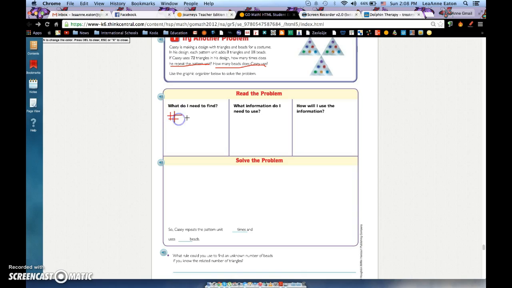So we need to know the number of times the pattern repeats. I'm going to write number of times, with the times sign, pattern repeats. I'm writing like this because it doesn't write very well on the mouse. So we're looking for the number of times the pattern repeats, and then we're going to look at the number of beads used.